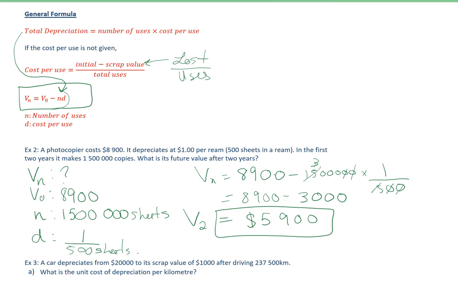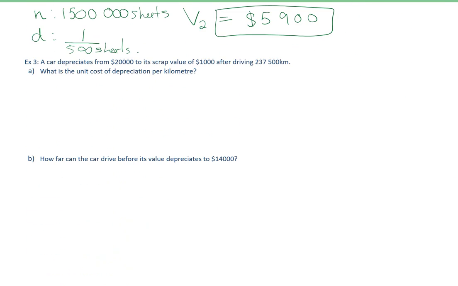That's really important. All right, now let's look at a car. So we buy a car for $20,000, and it reaches its scrap value once it gets to $1,000, but that's also given as driving 237,500 kilometers. Okay, so I'm going to break this question into 2 parts here. First of all, what's the unit cost of depreciation per kilometer? So exactly when I drive 1 kilometer, how much value does my car lose? And then furthermore, using that rate, how far can I drive before it reaches $14,000? So maybe at that point you want to sell, but that's what we're going to be looking for.